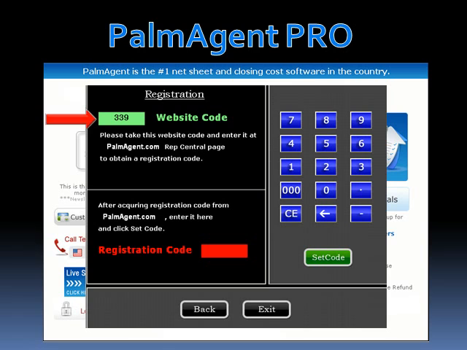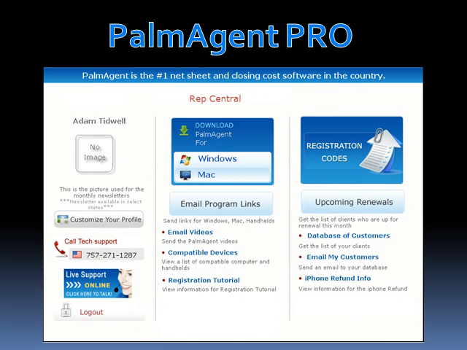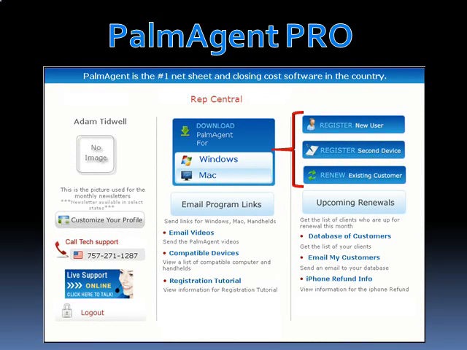The website codes will be green, like the start, in the program and on the website. The registration codes will be in red, like the finish. For now, let's write down this 3-digit website code. We'll need it in just a minute. To get a registration code, we go back to Rep Central that should be running in the background. You'll click on registration codes in this blue box and see that there are 3 options to choose from. Register a new user, register a second device, and renew existing customer.